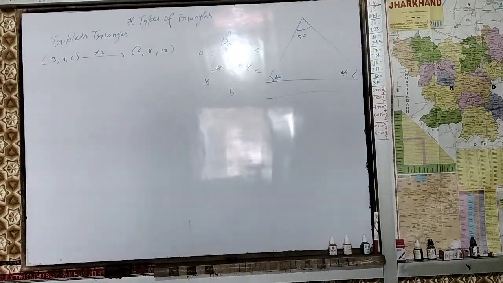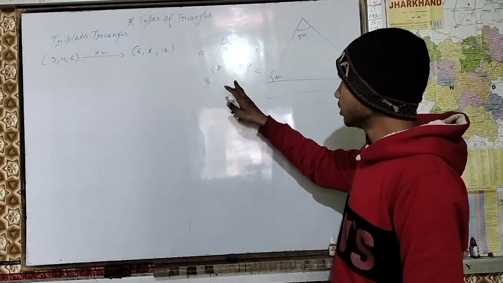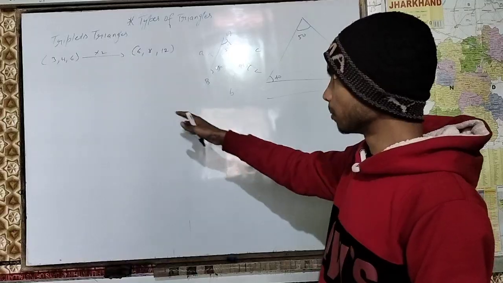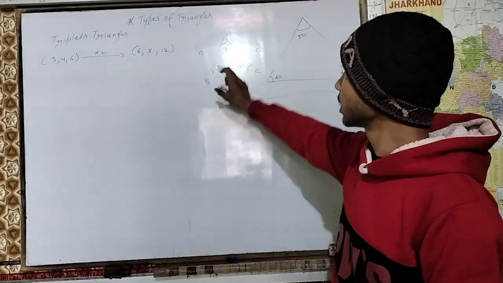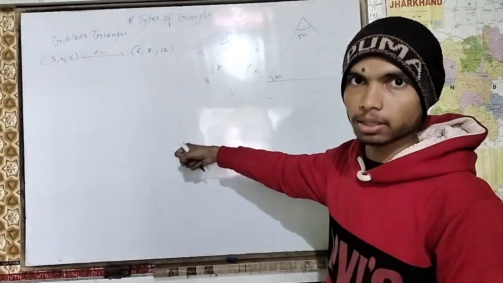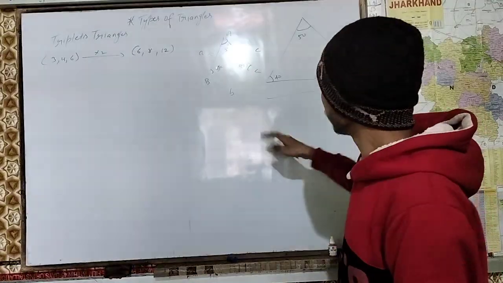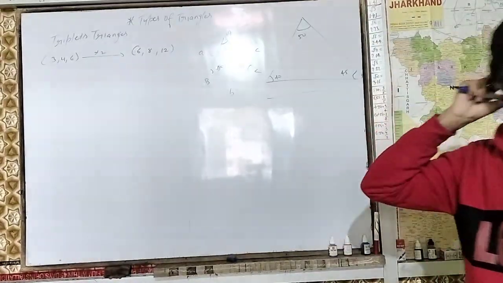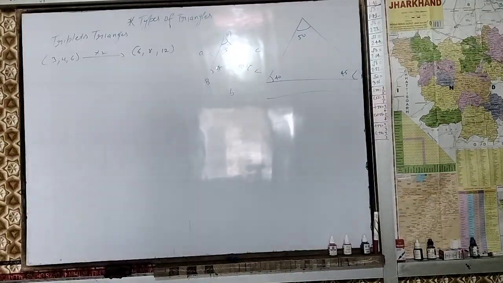If you divide by 2, what will happen? The length will decrease: BC will decrease, AC will decrease, AB will decrease. When we divide, something will decrease. When we multiply, something will increase. Here, length will increase. Okay.